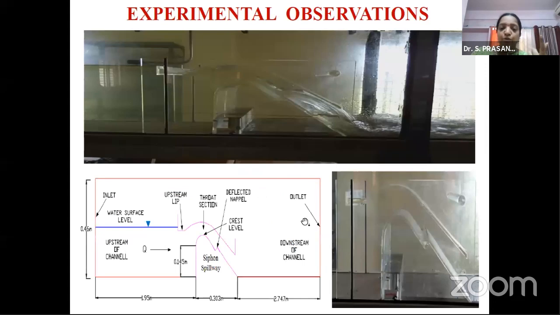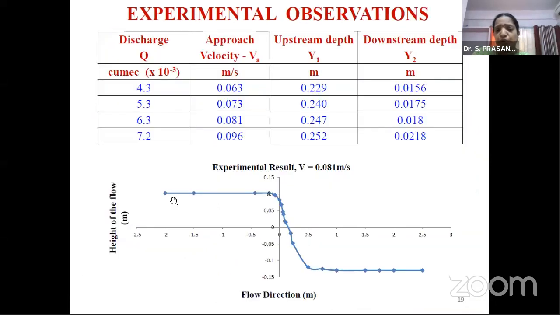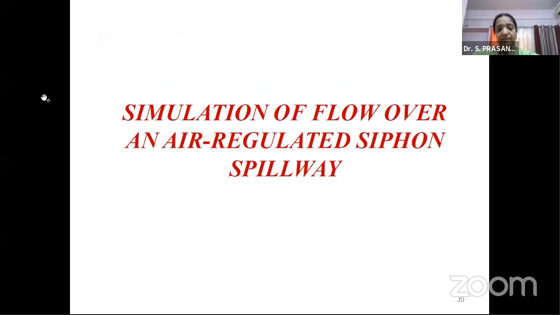So for that, what we did was we used a flow visualization process in order to read and plot the depth over the crest of the spillway. So this is one of the experimental studies, and these were the discharges that we carried out. This is one part of the traditional way of doing a study.